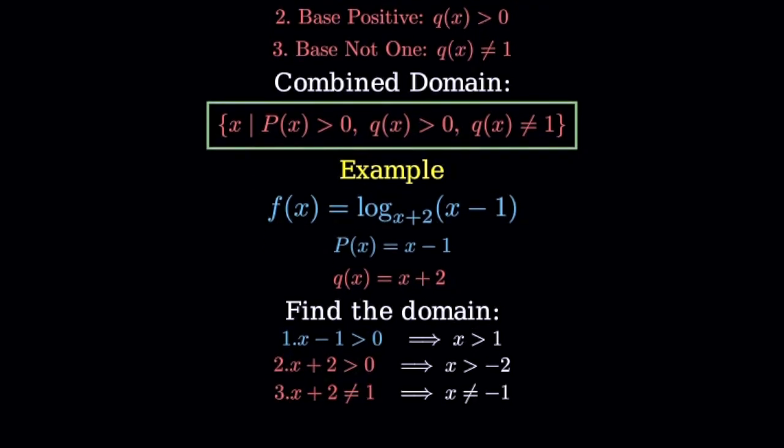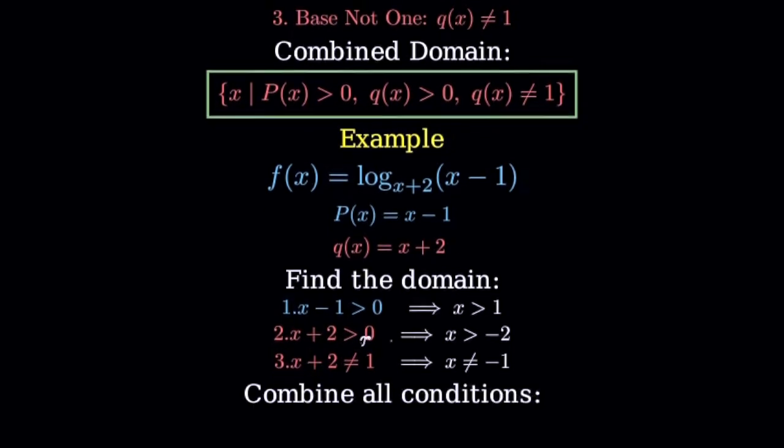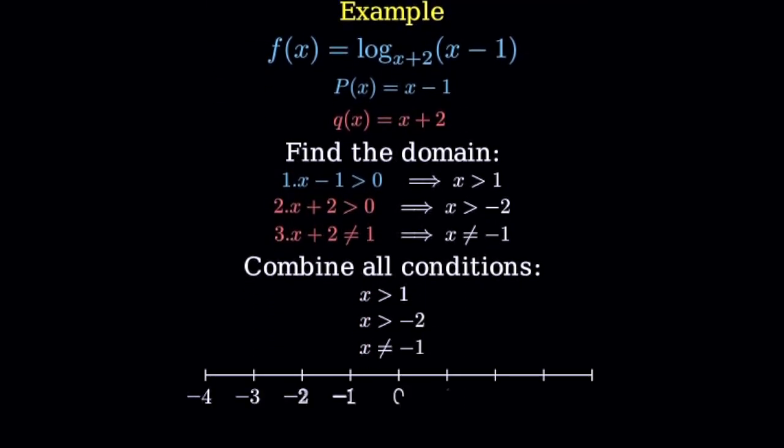Now, we need to combine all these conditions. X must be greater than 1, x must be greater than negative 2, and x must not be equal to negative 1. Let's visualize this on a number line. First, x must be greater than 1. We represent this with an open circle at 1 and shading to the right. Second, x must be greater than negative 2. We show this with an open circle at negative 2 and shading to the right.